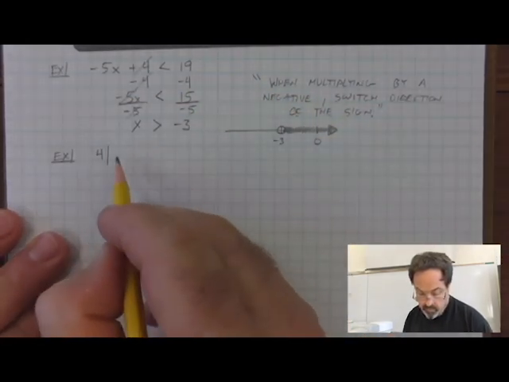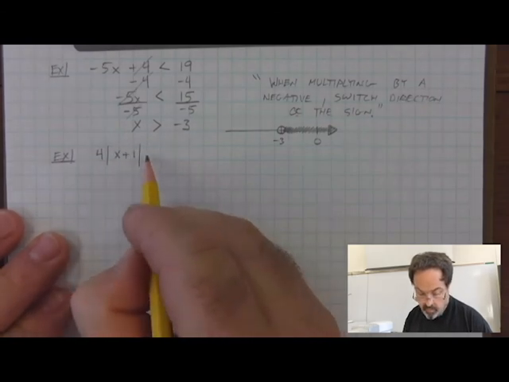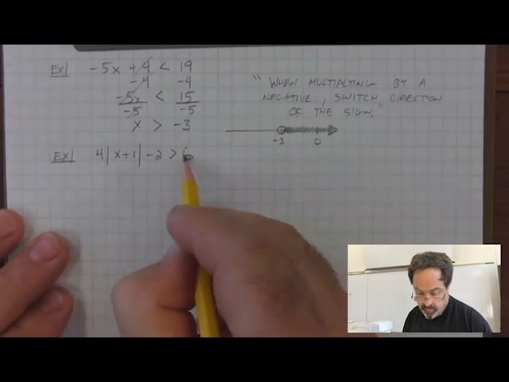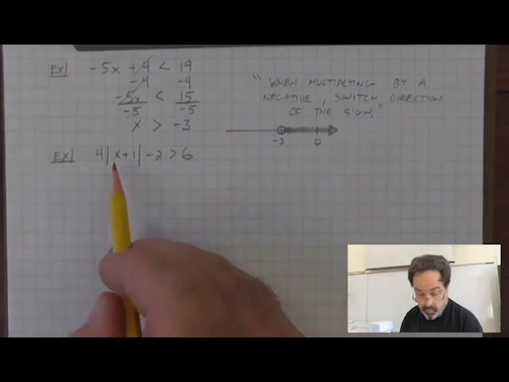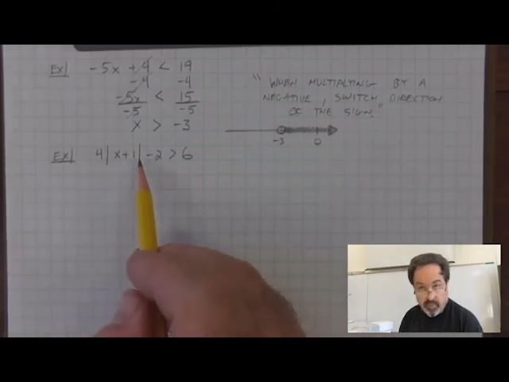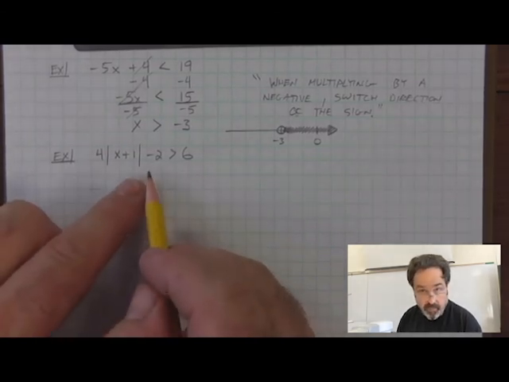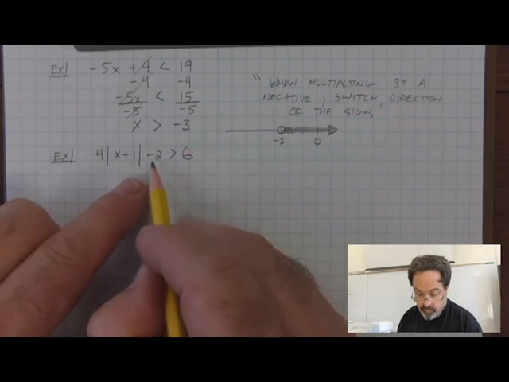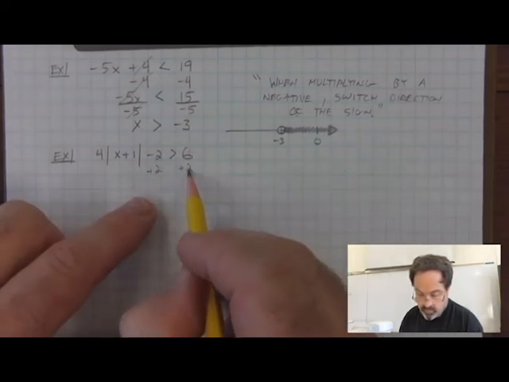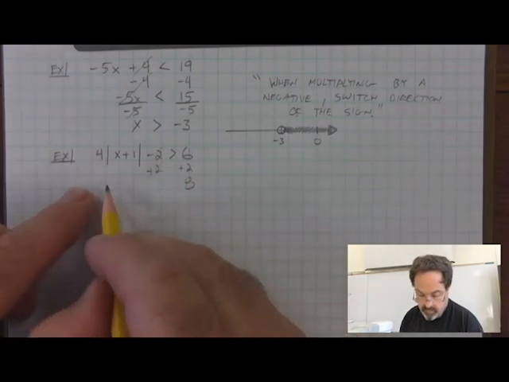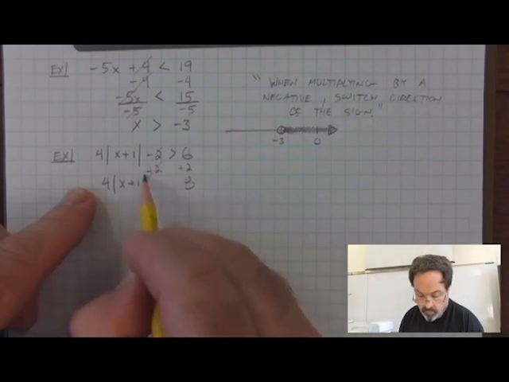4 times the magnitude or absolute value of x plus 1 minus 2 is greater than 6. So we have an inequality, but we're also working with absolute value grouping symbols in the middle of the math. I'm going to proceed to solve this with the algebraic process. I'm going to first clear the minus 2 by adding 2 to both sides. When I do, 6 plus 2 is 8. These cancel out, leaving a 4 times the absolute value of x plus 1.